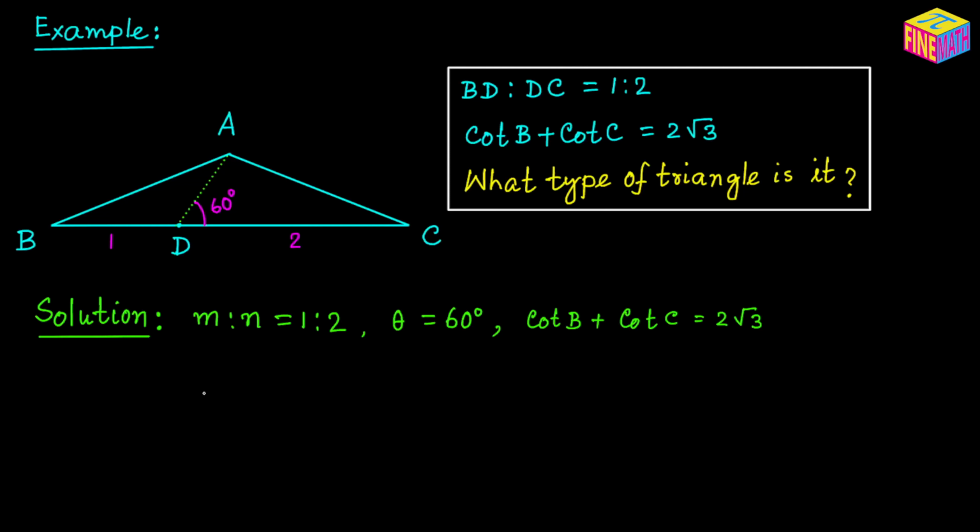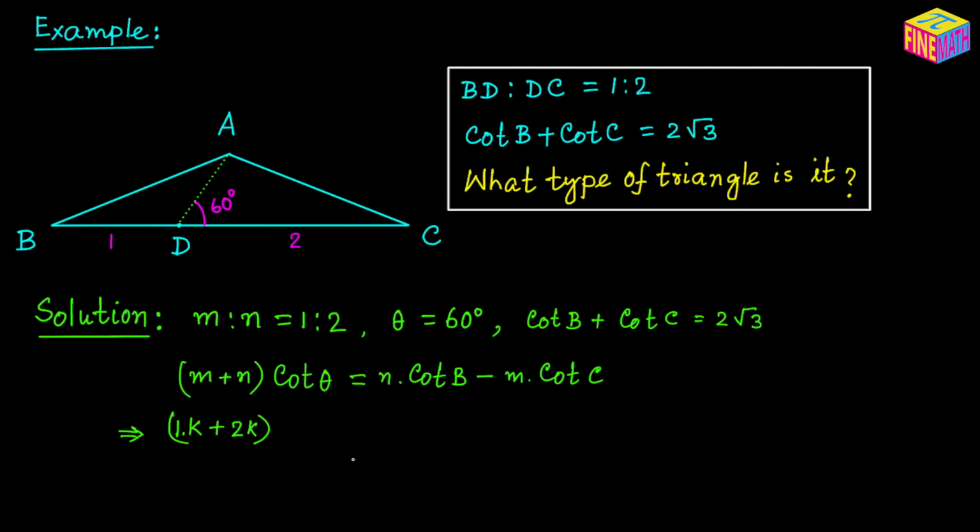So using the MN theorem, we can then say that (m + n) times cotangent of theta is equal to n times cotangent of B minus m times cotangent of C. Now let's plug in the values here. m:n is 1:2. So if we assume that m is equal to 1 times k and n is equal to 2 times k, where k is a real number, then we can write 1k plus 2k.